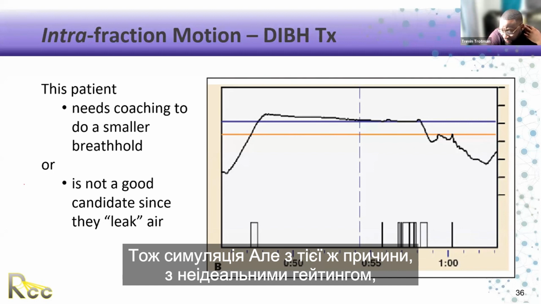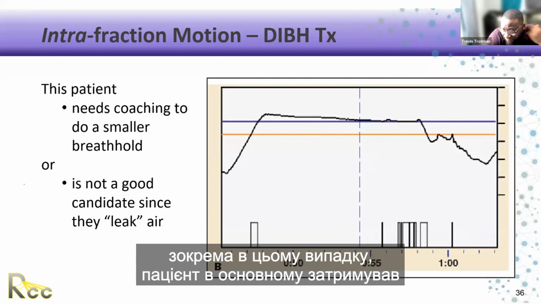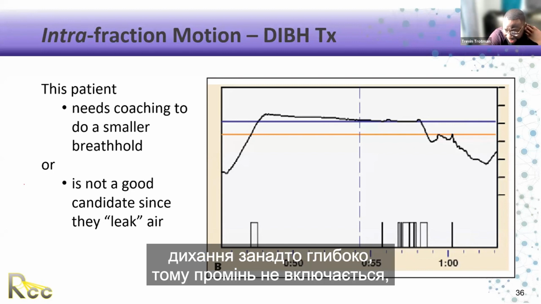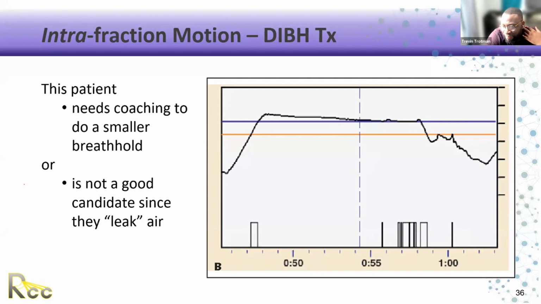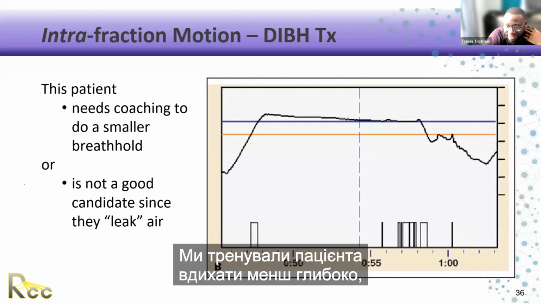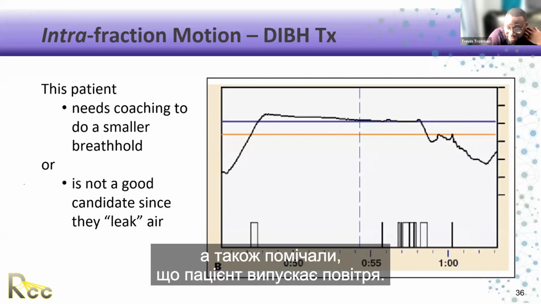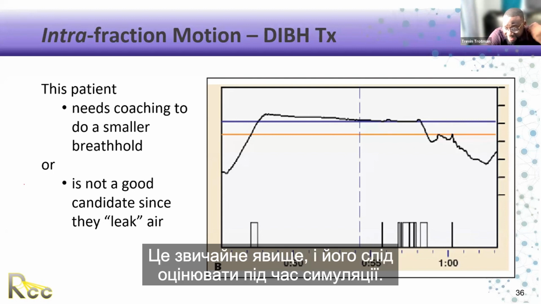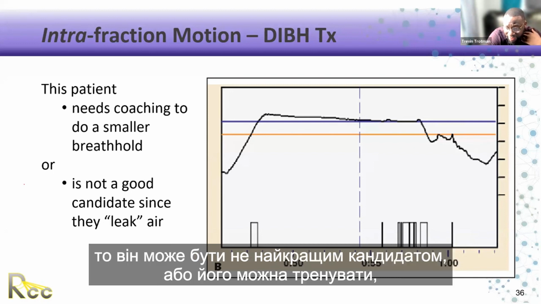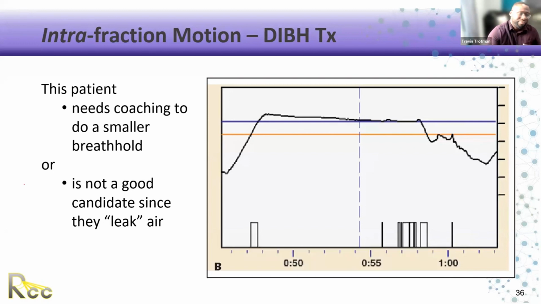On the same token, with the non-ideal gates, for this case in particular, the patient held their breath too deeply, so the beam does not deliver. We would coach the patient to breathe in less deeply. We also notice that the patient leaks air. This is common and should be evaluated at simulation. If the patient leaks too much air, then they may not be a good candidate, or they can be coached, like we said.